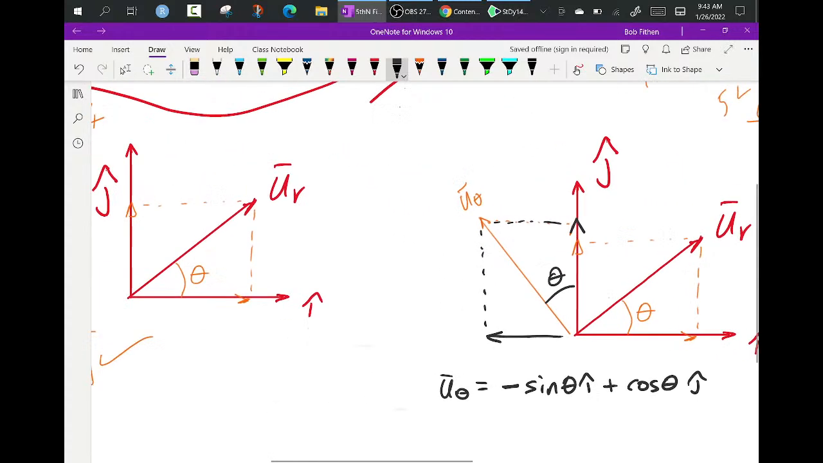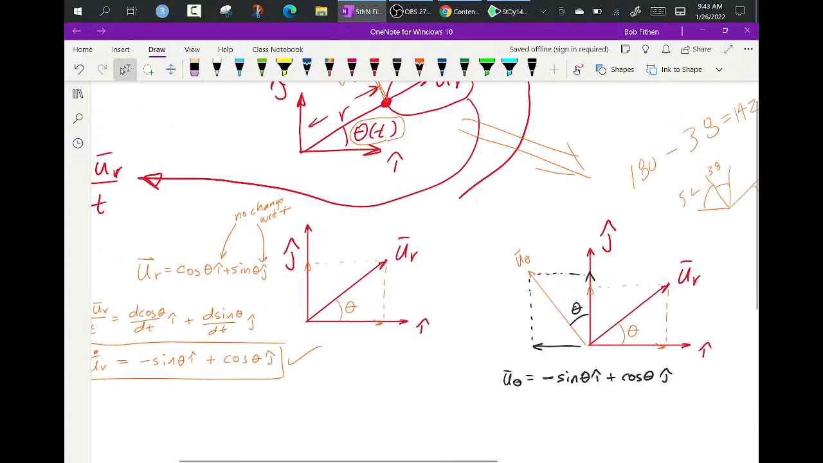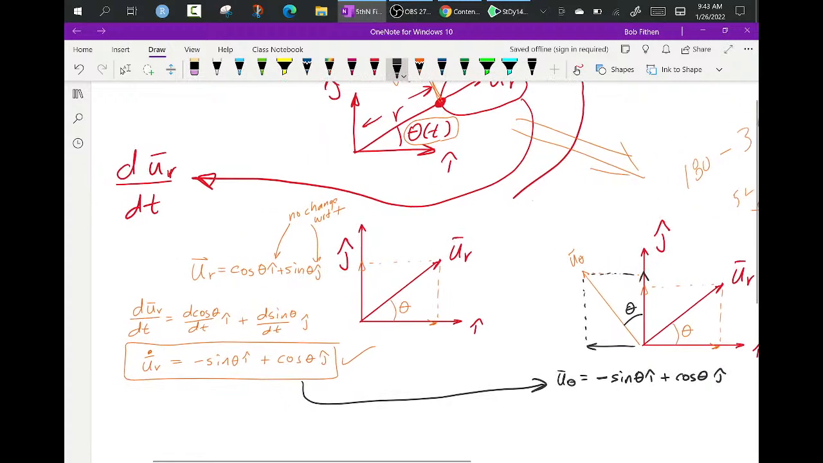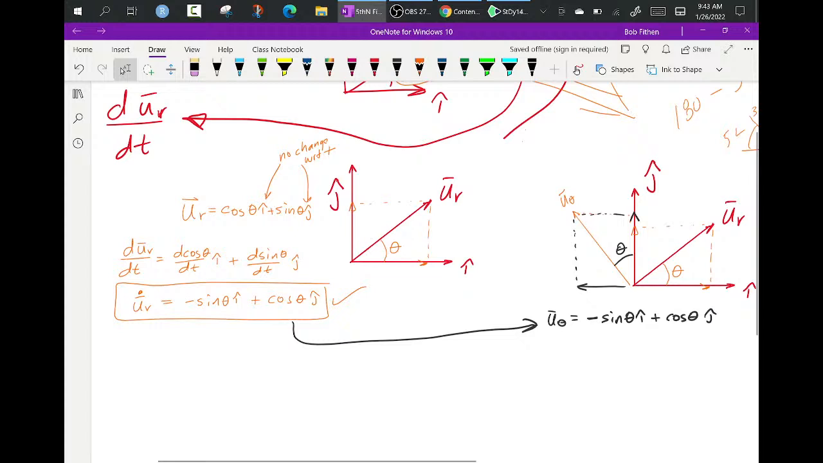And now if you stare at this real close, there's something interesting between this and this. And that is, they're the same. So u sub r with a dot on top.